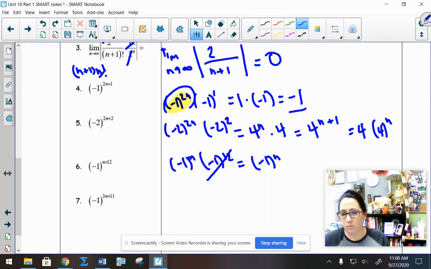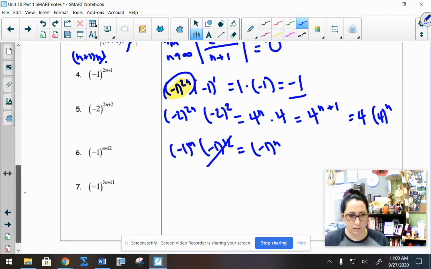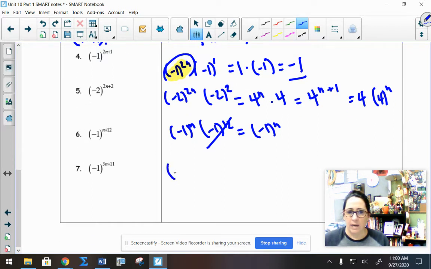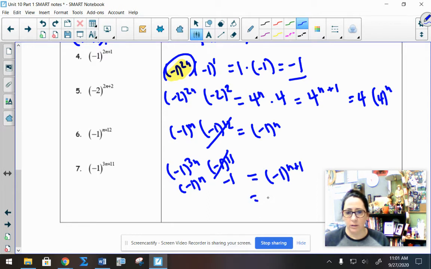Try 7. So negative 1 to the 11th is negative 1. Negative 1 cubed is negative 1 to the n. So now I can put that together. That's negative 1 to the n plus 1. Or you could leave it as negative 1 times negative 1 to the n. Either way is fine. Again, for what we're trying to do, one may be more beneficial than the other. So we want to make sure that we understand both.